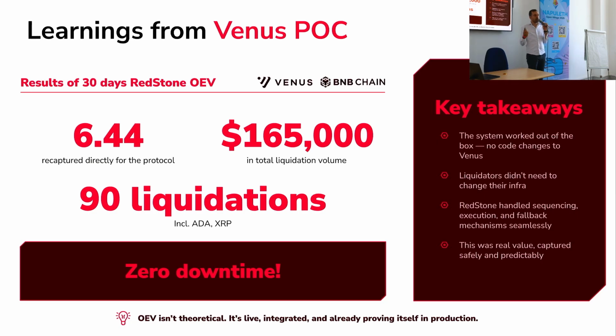Then, furthermore, RedStone handles the sequencing, the execution, and the fallback mechanism, all seamlessly. Sometimes we wanted to trigger a fallback just for the sake of seeing if that worked, and it did. And finally, there was real value that was captured in production safely and precisely, and then redistributed to the protocol and to the users. This shows that this whole system is not theoretical, it's actually something that is living and breathing in production, and it's already providing value to a lot of people.